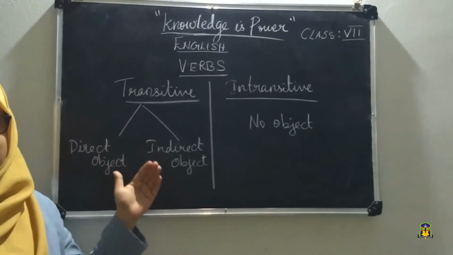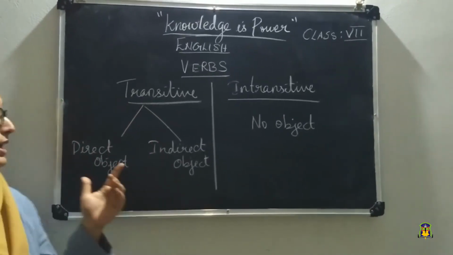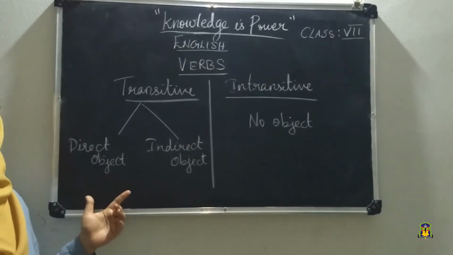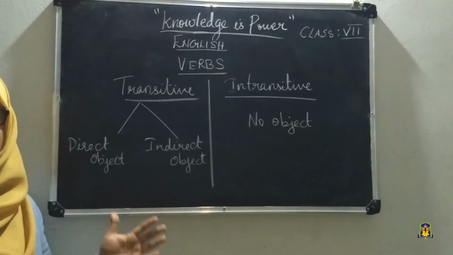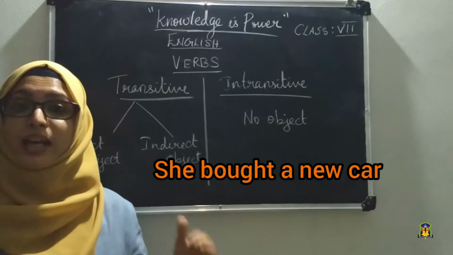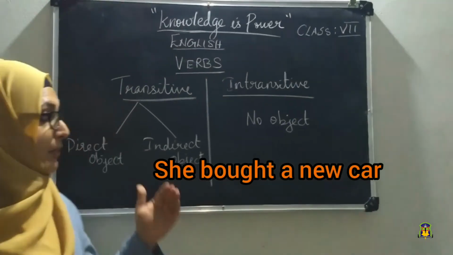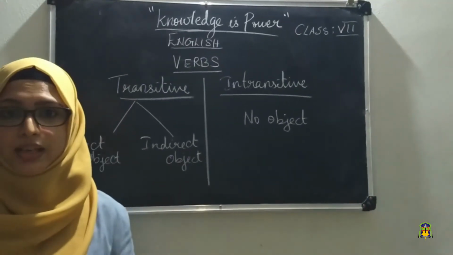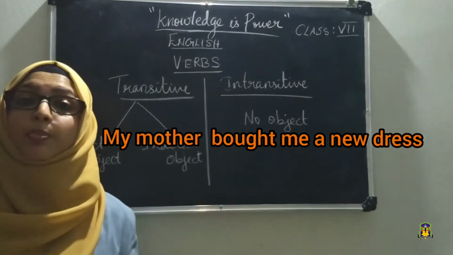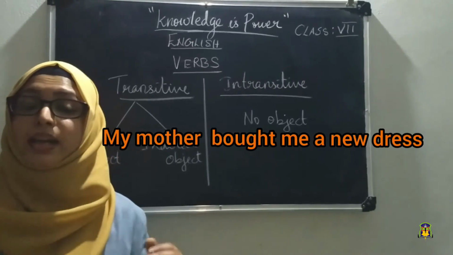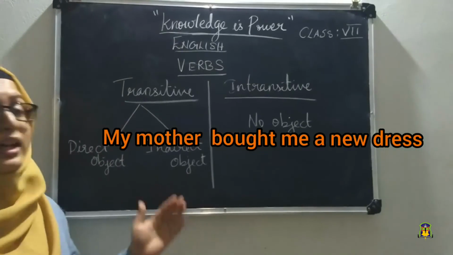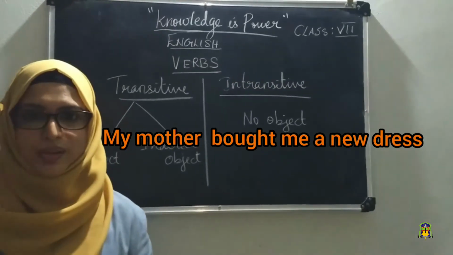In transitive verb, there are two options, that is direct object and indirect object. For example, she bought a new car. Here, the direct object is car. For an indirect object, one example we can give is, my mother bought me a new dress. Here me is an indirect object. So this is how we can classify transitive and intransitive verbs.